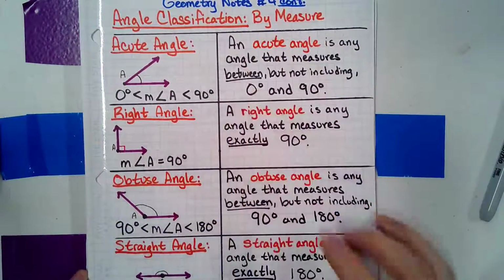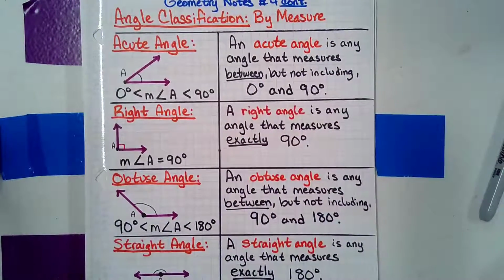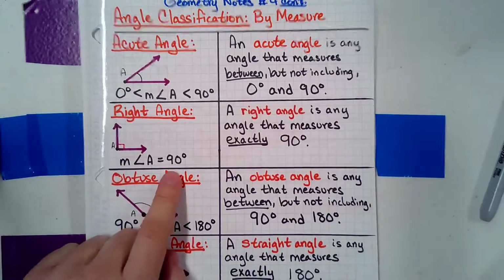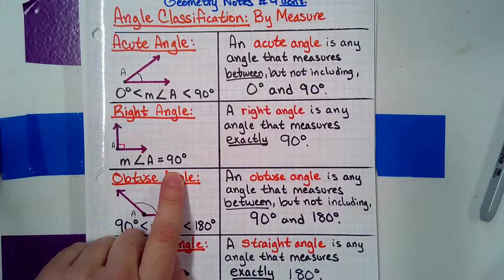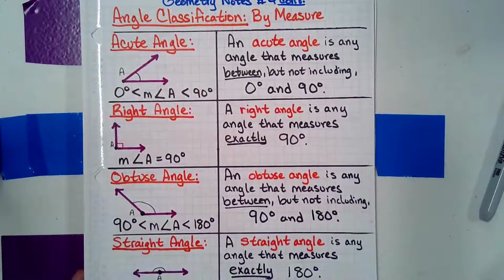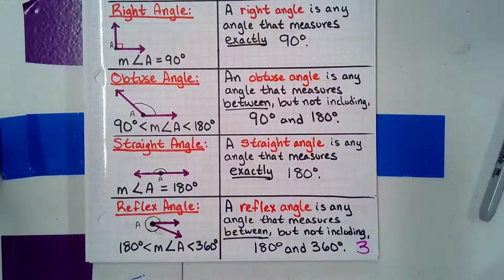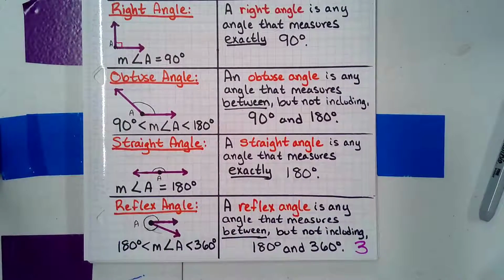Again, right over here. Right angles are 90 degrees exactly. So measure of angle A equals 90. I'm not thinking of a number between 0 and 90. I'm thinking of an exact number. I'm thinking of 90. What's my number, right? It's not a very exciting question. Right angles.